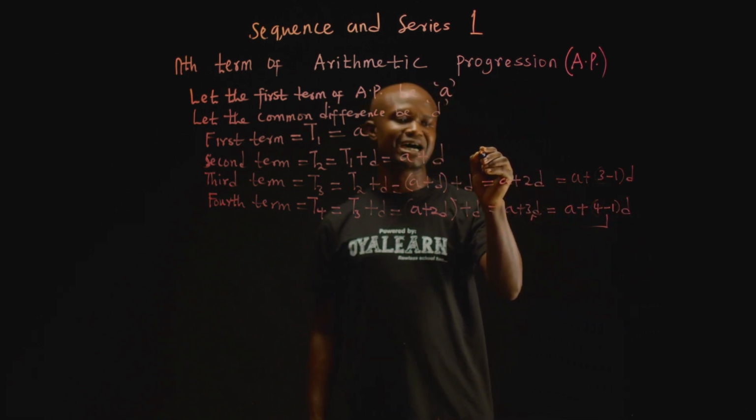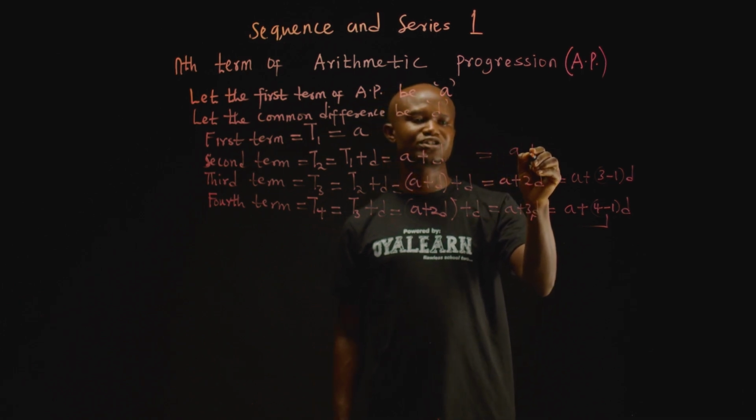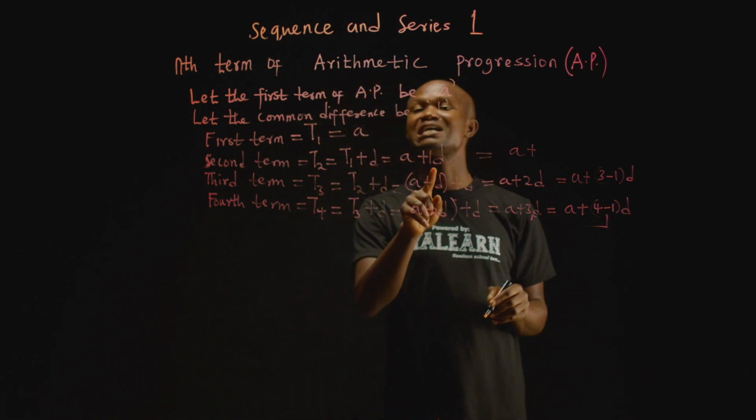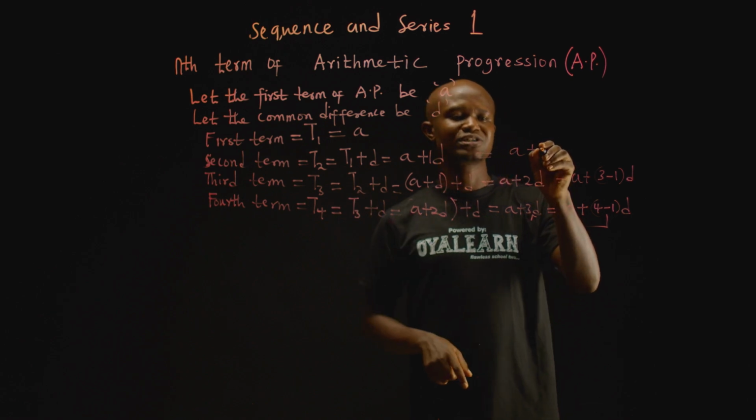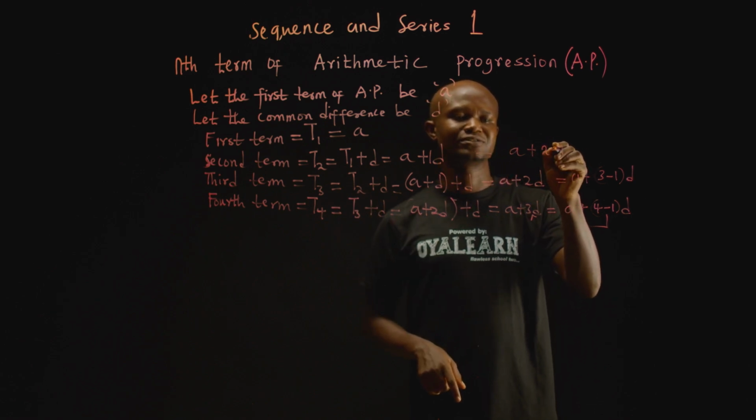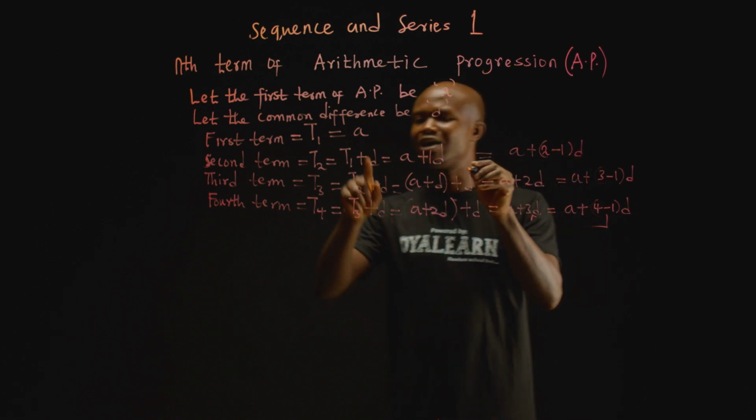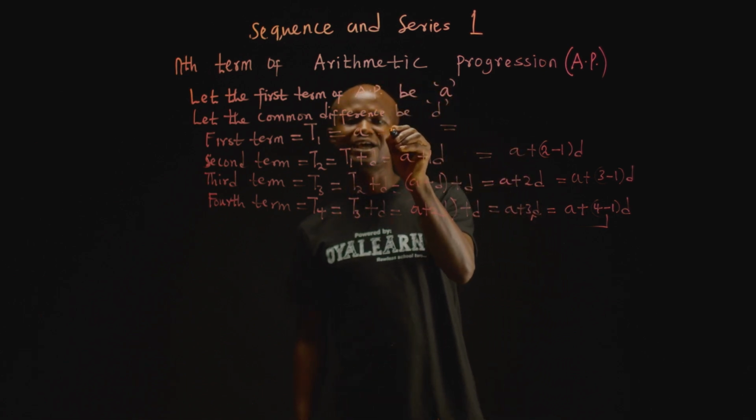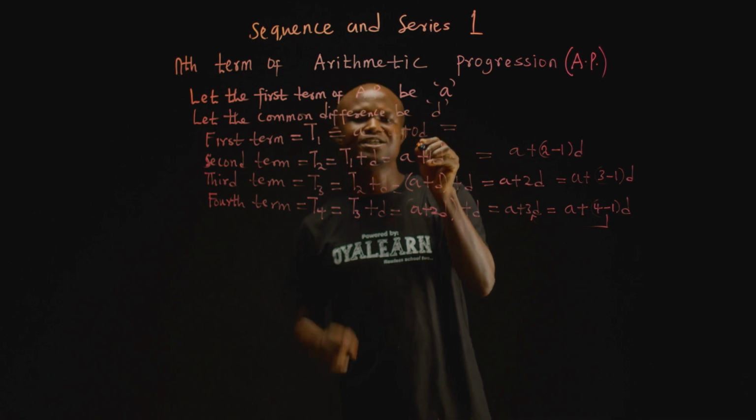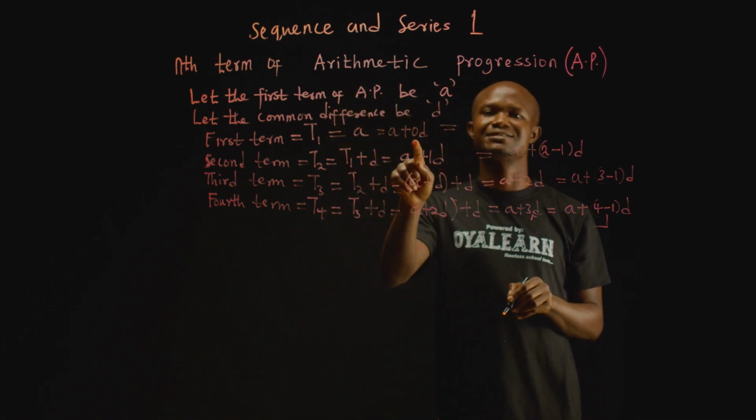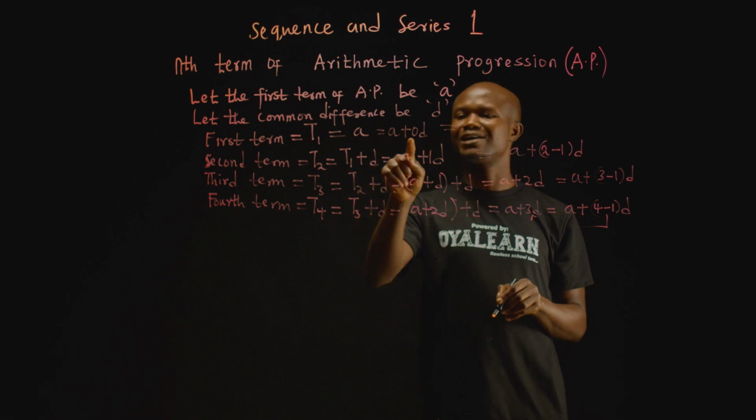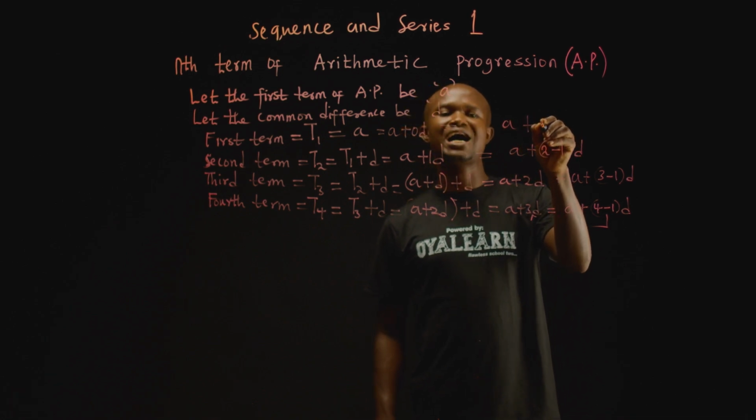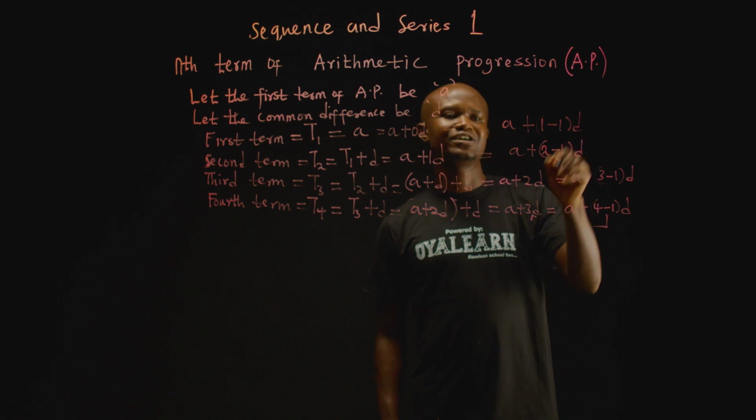And we can also write this as A plus, the coefficient of D here is 1. So I can write 1 as a function of 2. So this is going to be 2 minus 1 D. Then I can also write the last one here, which is A. This A simply means A plus 0D. Because here 0D is the same thing as 0. So A plus 0 will give us A. So I can write 0 as a function of 1. And that is going to be A plus 1 minus 1 D.